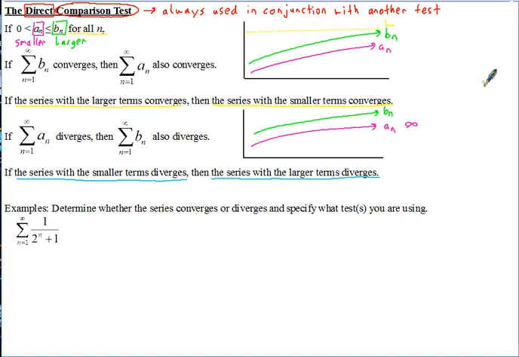Okay, so let's see how this works on a specific problem here. It says determine whether the series converges or diverges.